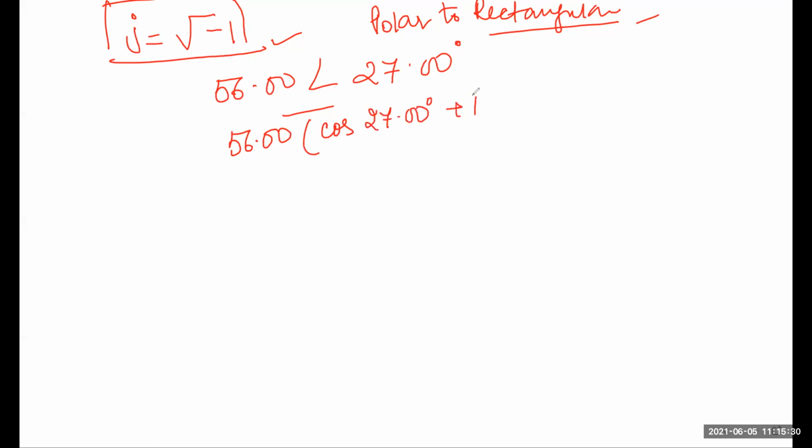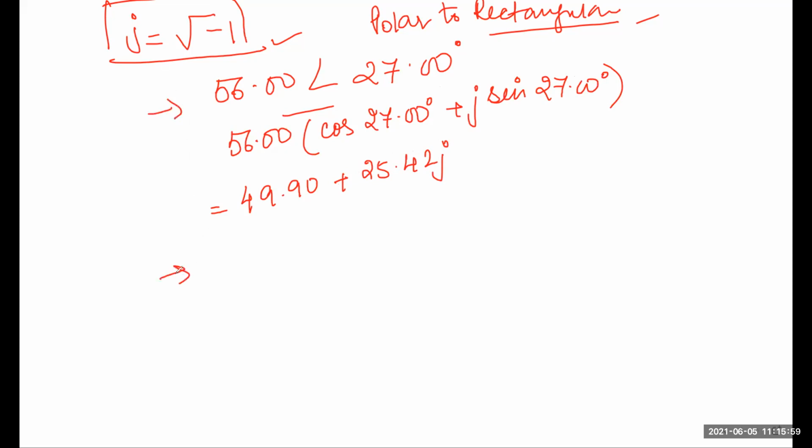56.00 cos 27.00 degree plus J sine 27.00 degree. Okay, so it will be 49.90 maybe, plus 25.42 J if you do the calculation. Or you can also write J in front of 25, not an issue. The same thing you will do in radian, so let me also do that for you.